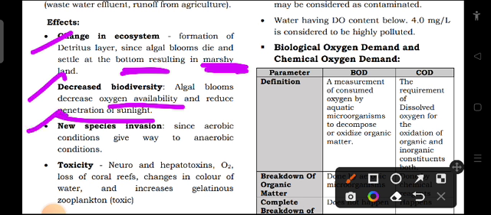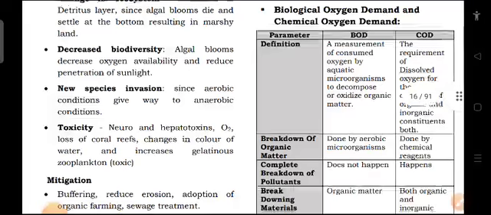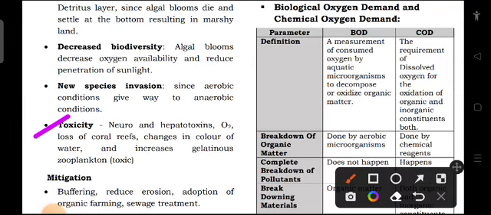Then new species invasion. Since aerobic conditions give way to anaerobic conditions, new species like bacteria will create anaerobic conditions, right? It might create new species invasion. Biodiversity has already decreased and the ecosystem might change. Then toxicity will be there: neuro and hepatotoxins, oxygen loss, loss of coral reef, change in color of water, increase in gelatinous zooplankton, which are toxic. So toxicity might also increase.